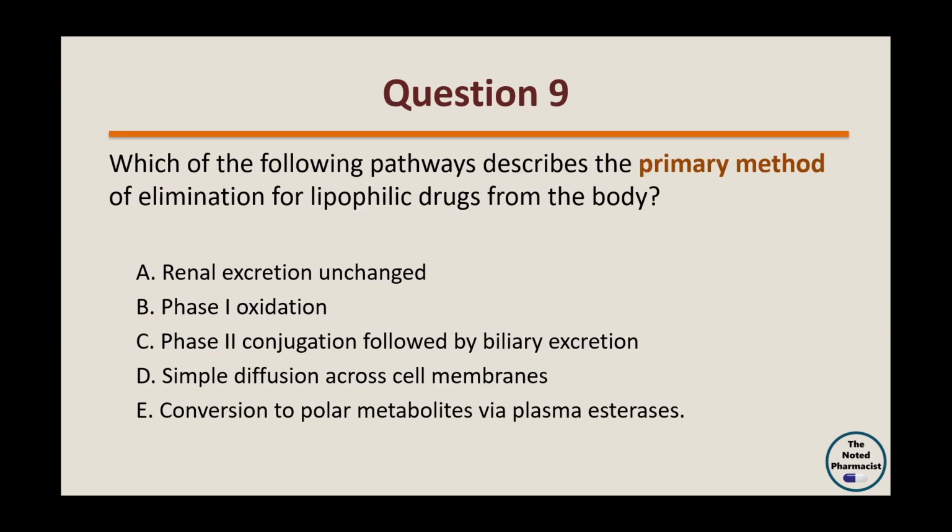Question 9. Which of the following pathways describes the primary method of elimination for lipophilic drugs from the body? Option A, renal excretion unchanged. Option B, phase 1 oxidation. Option C, phase 2 conjugation followed by biliary excretion. Option D, simple diffusion across cell membranes. Option E, conversion to polar metabolites via plasma esterases.